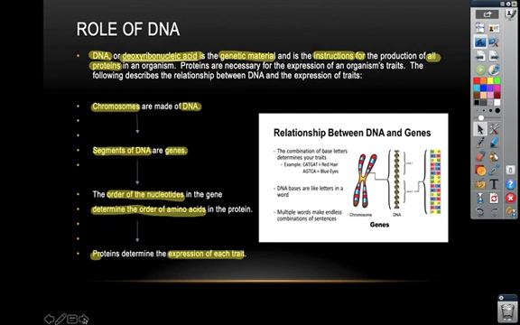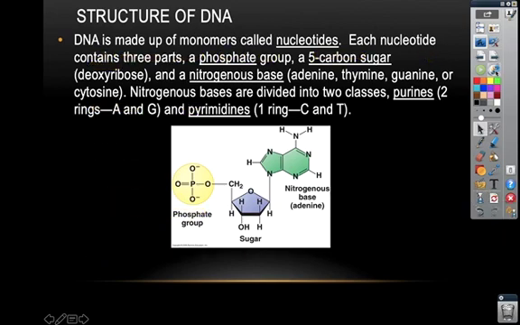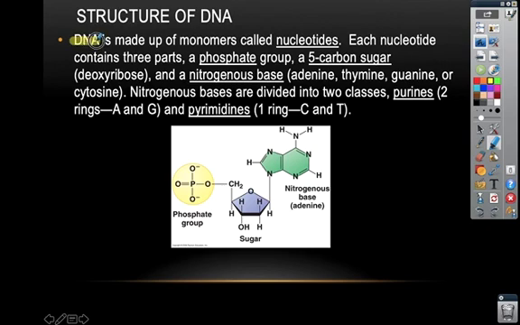Okay, now let's talk a little bit more about the structure of DNA. Now, as I mentioned earlier, DNA is made up of nucleotides. Those are the monomers or building blocks of that molecule. So make sure that you know that DNA is made up of monomers called nucleotides. And each nucleotide has 3 parts. You may want to number those 3 parts.